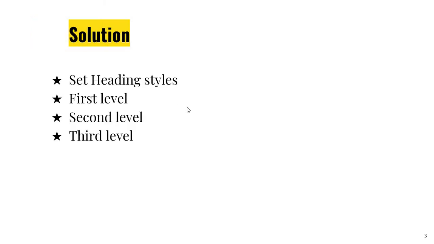The solution to this problem is that first of all you set heading styles. The first level heading has a different style, the second level heading has a different style, the third level heading has a different style. Then you will open MS Word, go to the References section, and in the left hand corner there is Table of Contents. You will click on it and it will generate. I will show you a demo of how we can work on it.